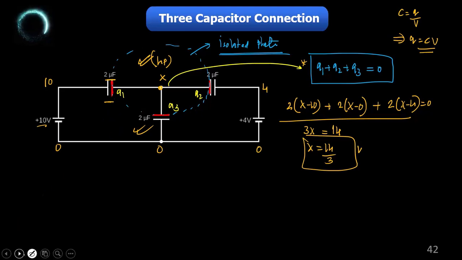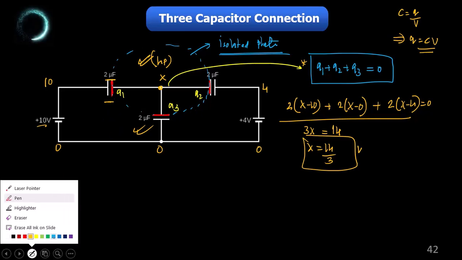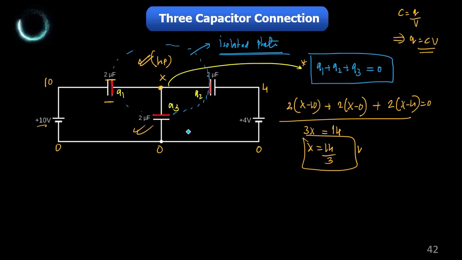So now you are asked to calculate the charge on the capacitor plates. Once you have the x number, it is clear that x is 14 by 3, which is less than 10. So this plate is acting as a positive plate and this plate is acting as a negative plate. Now between x and 0, x is the high potential, so this is the positive plate, this is the negative plate. Between x and 4, 14 by 3 is greater than 4, so that plate is the positive plate, that plate is the negative plate. This is how you can write the charge on each plate.